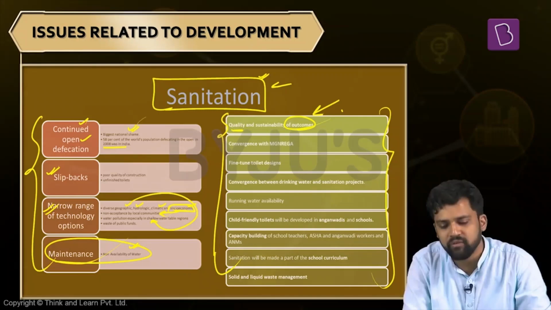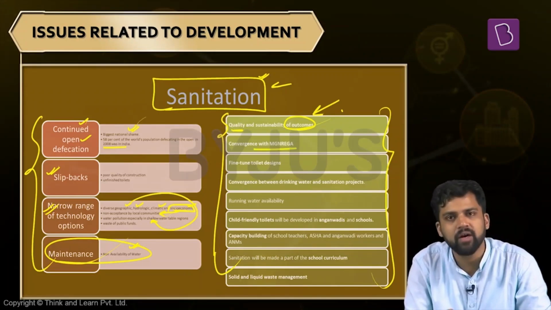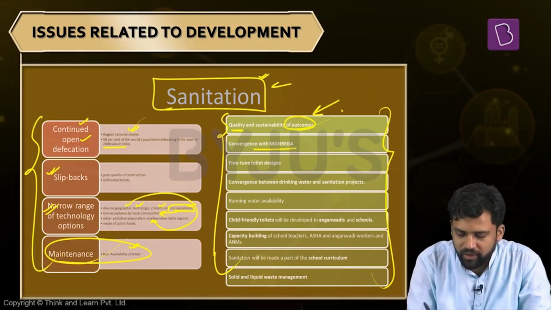As I said before, we can converge NREGA with many of these schemes. Converge sanitation with NREGA. NREGA workers can be trained to construct toilets. So productive assets are being created at the same time as sanitation issues are being resolved. We need to have more research and development.